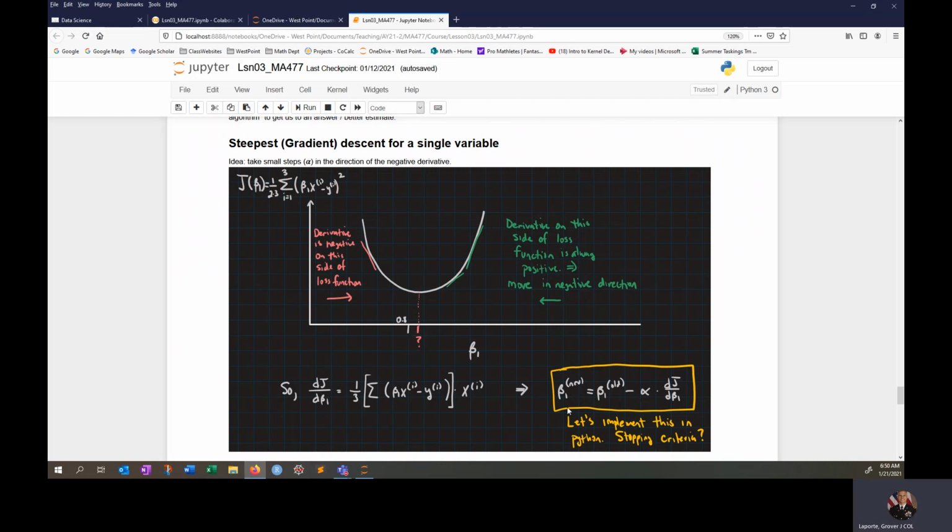So this is the process here. I want my old beta. If I put in some value for beta, so let's suppose I put it right here, this is going to be a positive derivative. So I know I need to go negative. I need to move in the negative direction. And that's why that minus is there.